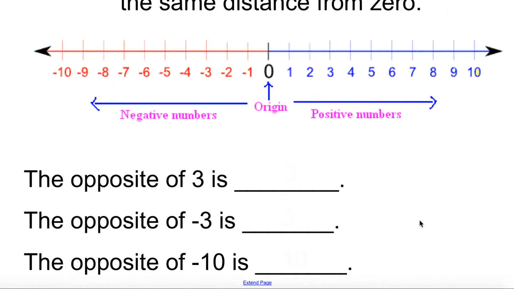Let's take a look at some more examples. The opposite of 3 is negative 3, because 3 and negative 3 are both 3 spaces from 0. The opposite of negative 3 then is positive 3. The opposite of negative 10 is positive 10. So you see, if a number is positive, the opposite is negative. And if a number is negative, the opposite is positive.